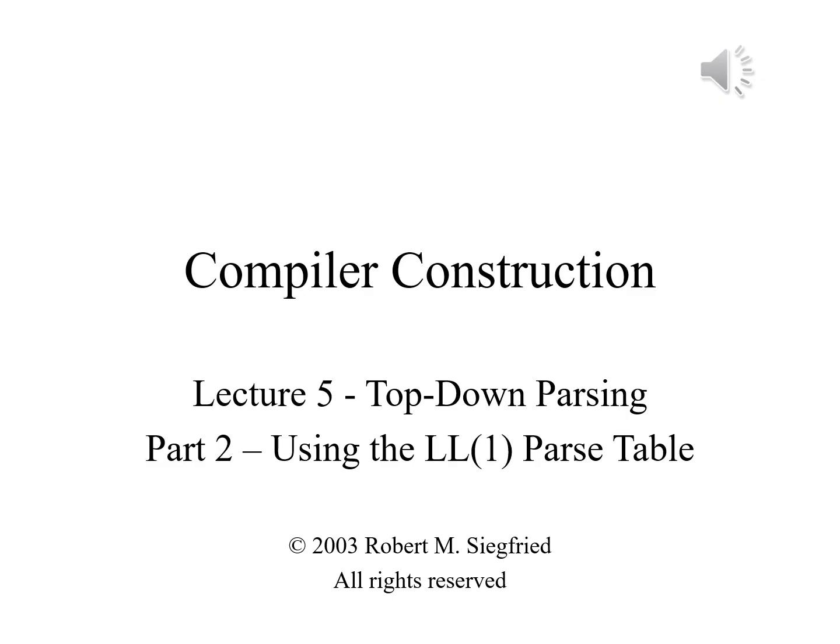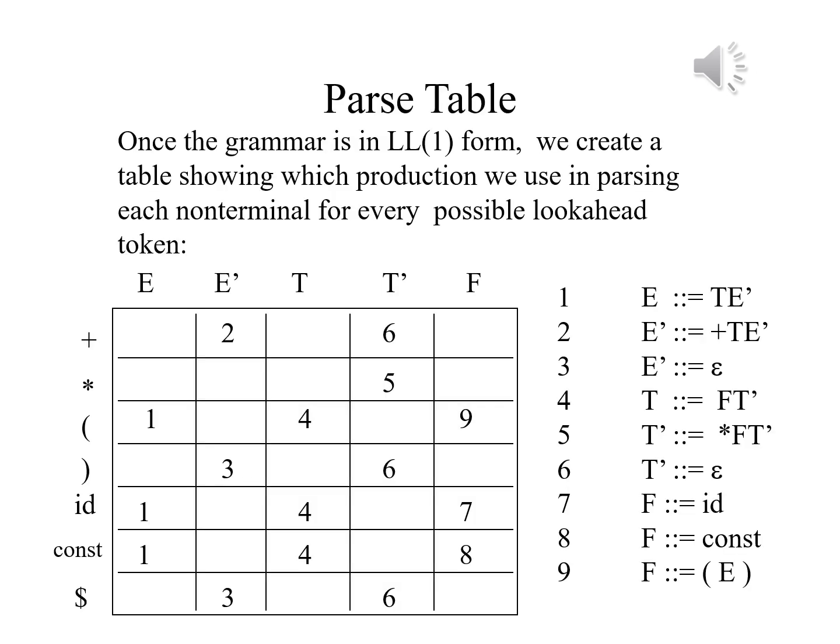In part 2 of lecture 5, we will discuss using the LL1 parse tree. Once the grammar is in LL1 form, we create a table that will show which production we use in parsing or deriving from that non-terminal based on a particular look-ahead token. For example, if we're looking at E, and the look-ahead is open parenthesis or identifier or constant, we'll use production 1. E derives TE prime. T and E prime will be the children for E.